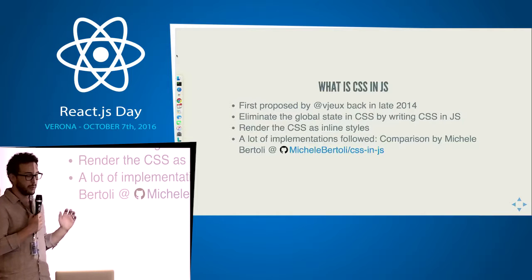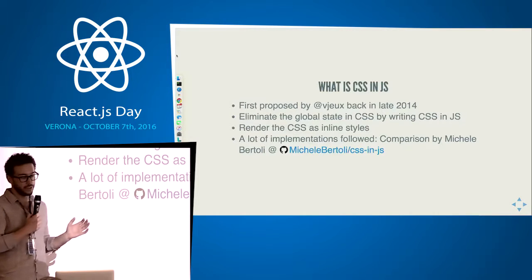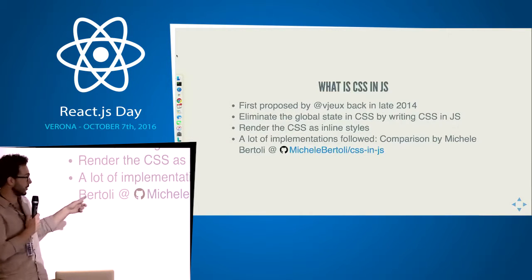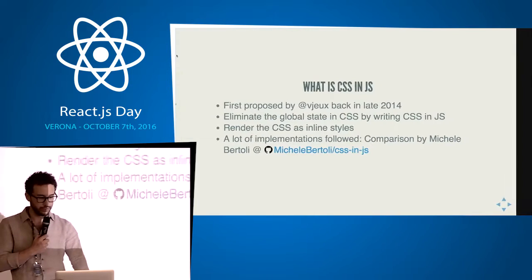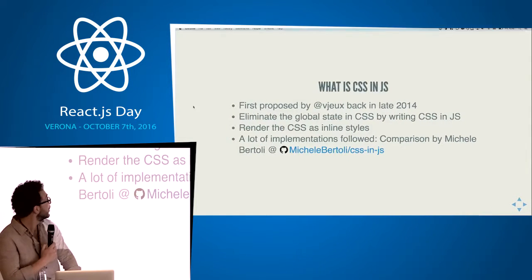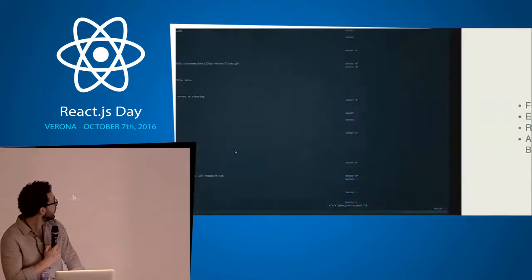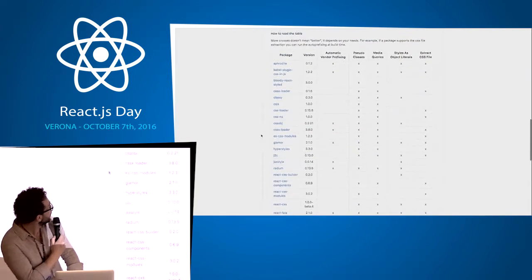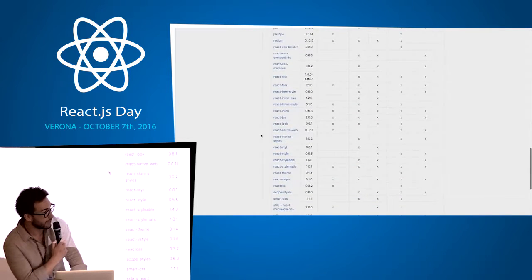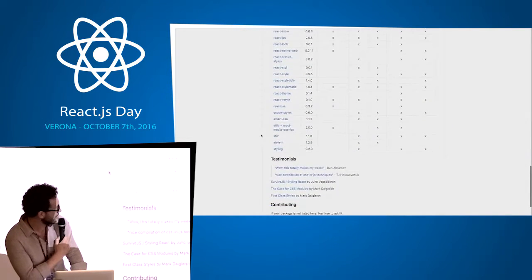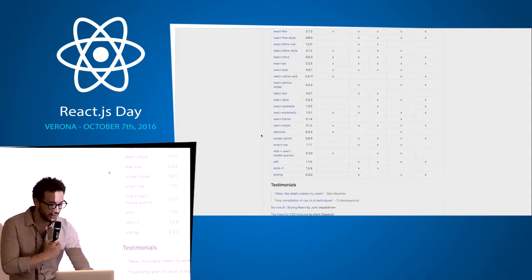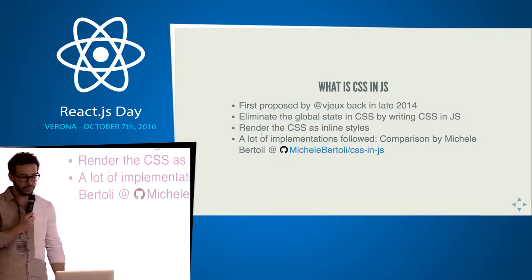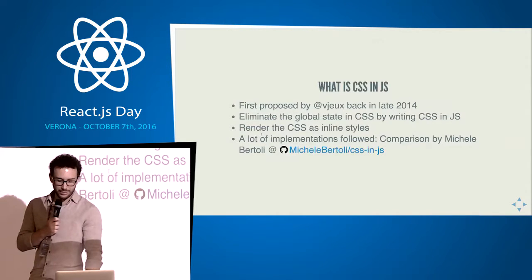And there were really a lot of implementations that followed. Michele Bertoli, who's also here somewhere, has this nice overview on his GitHub repository. I can just show it for a second, maybe. Yeah. Okay, so that's the list of all the implementations, and that's a lot, right? And I think that's the main problem I have with it, that there's no definite solution or definite implementation at the moment, and all the different implementations have some problems.